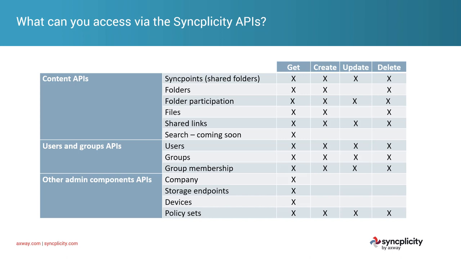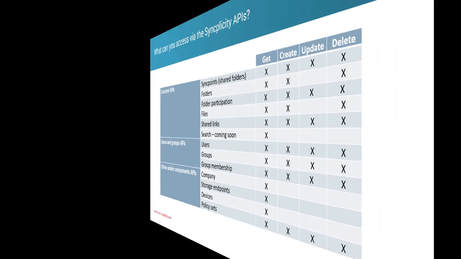The content APIs allow developers to manage files and folders, as well as share these in accordance with the security policies defined in Syncplicity. The other APIs allow the management of administrative components within Syncplicity. For example, users, groups, and group membership can easily be managed in Syncplicity via the API.